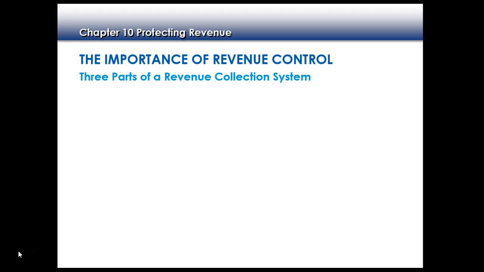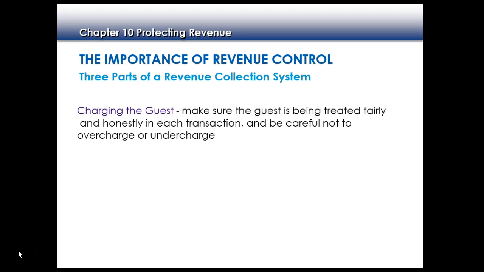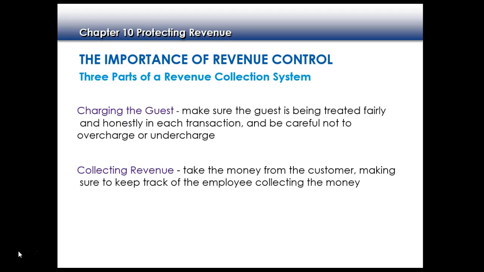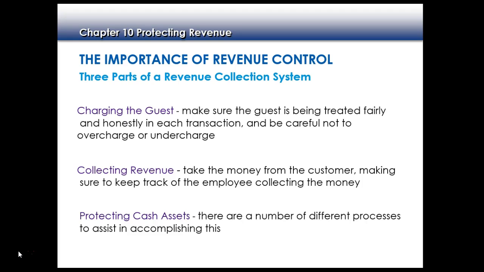So 3 parts of a revenue collection system. Charging the guest. Make sure the guest is being treated fairly and honestly in each transaction, and be careful not to overcharge or undercharge. Collecting the revenue. Take the money from the customer. Make sure to keep track of the employee collecting the money. And then protect those cash assets. There are a number of different processes to assist in accomplishing this.